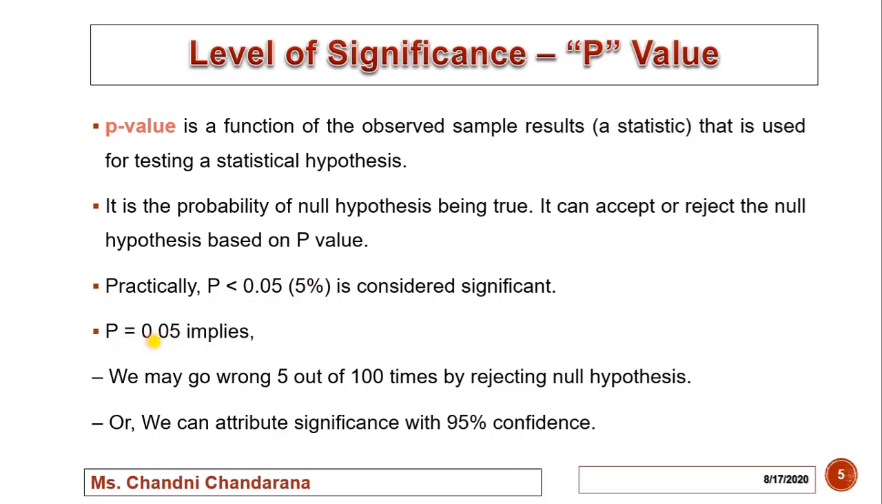Now if p is equal to 0.05, it implies we may go wrong 5 out of 100 times by rejecting the null hypothesis, or you can say we can attribute the significance with 95% confidence. It means we can take a 5% risk, not more than that. If our risk is more than that, then our null hypothesis will be rejected, and if it is less than that, it will be accepted. So this is known as level of significance.